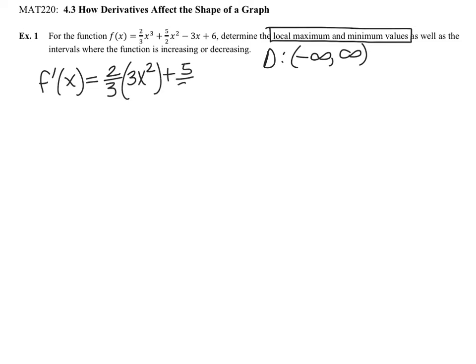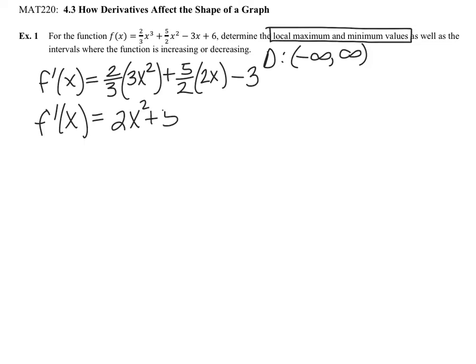plus 5/2 is my coefficient. The derivative of x squared is 2x. And then the derivative of negative 3x is just a negative 3. And the derivative of 6, since it's a constant, is 0. So if we simplify, we'll end up with 2x squared plus 5x minus 3 for my derivative.